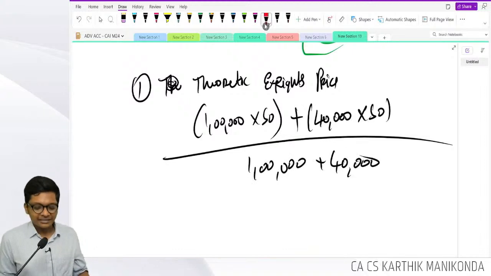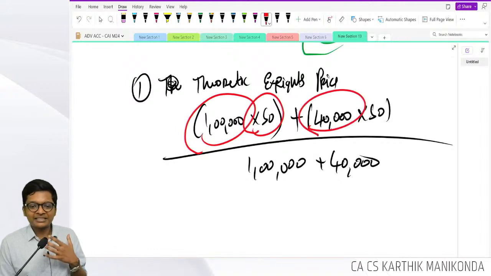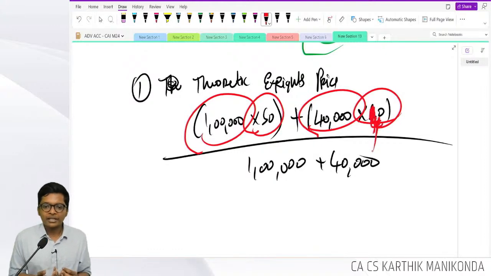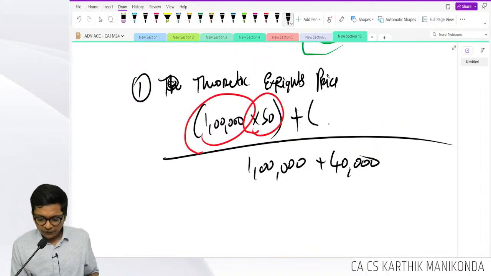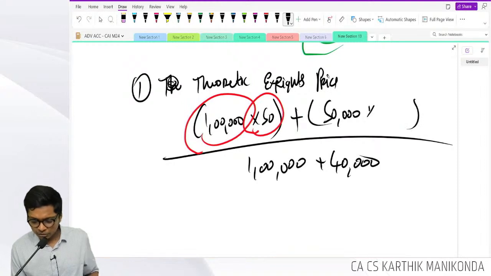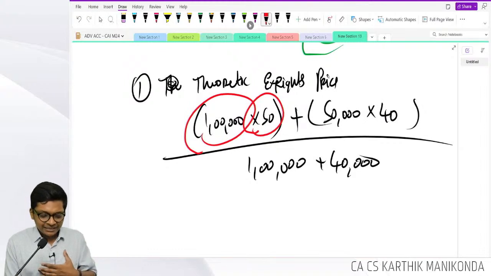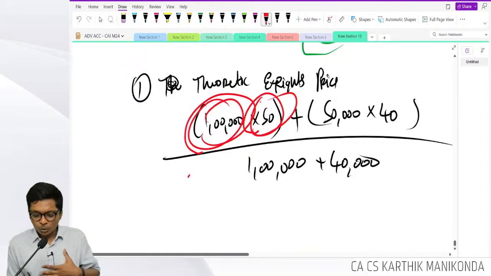This only is the formula, guys. Existing number of shares into market price before rights, called cum rights price, plus new number of shares, rights shares issued, into price of the rights issue. This should be 40, sorry, rights issue price. The number of shares issued, I'm so sorry. Number of shares issued for rights is 50,000 into 40. If you recognize this mistake, that's good. So existing number of shares I had is 1 lakh into 50 plus what is the rights issue I gave?